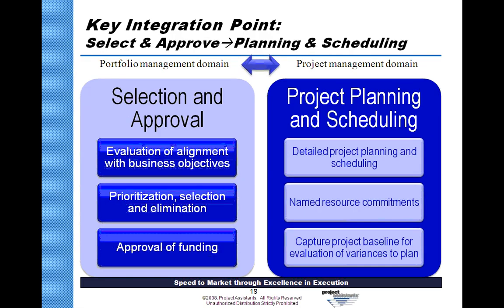For the selection and approval process as compared to project planning and scheduling, as we begin to evaluate and align these ideas, typically we're going back to something in the portfolio management world. We're going back to things like business objectives. If we're going to select and approve ideas in a portfolio, are they supporting what the business is saying is important for the next year?